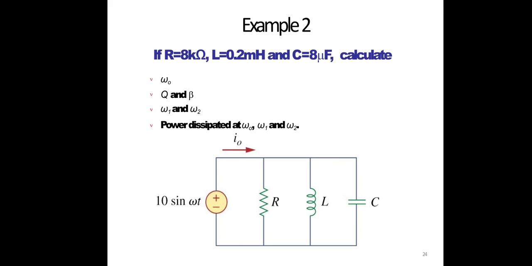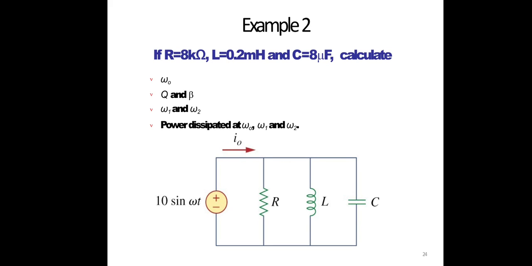8 into 10 power 3 into 8 into 10 power minus 6. Here the 10 power 3 and 10 power minus 6 cancel. So 8 into 8, 64 into 2.5. That means 2 into 64, 128, plus 32, that means 160. That is actually your Q value, you will get 160.